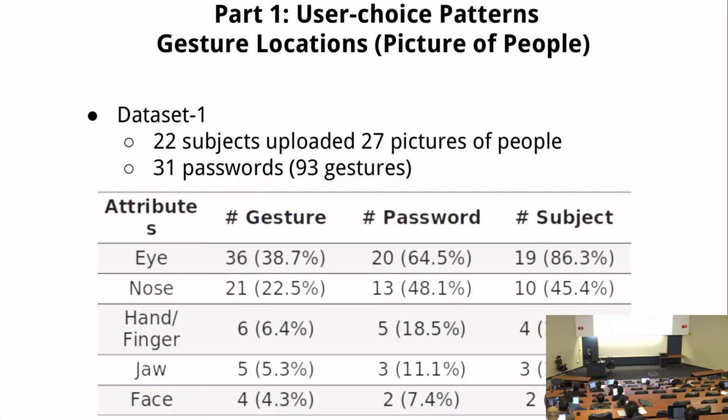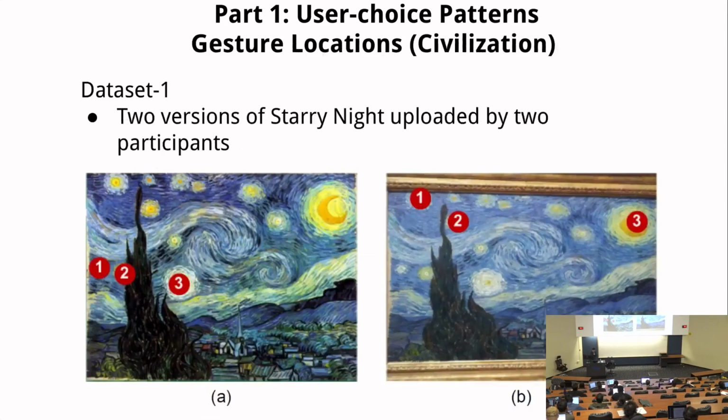And subject-wise, 87% of the subjects, the students, choose a gesture on an eye at least once. Okay, so there is a very strong pattern here.